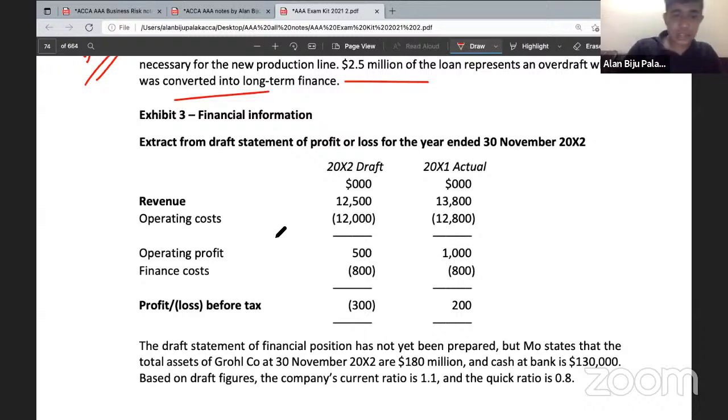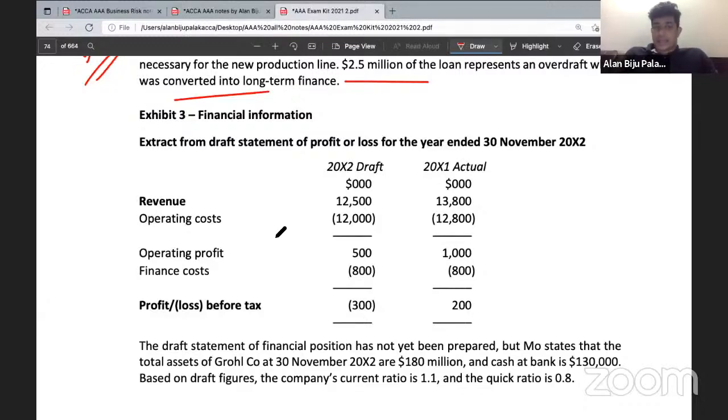Then the draft statement of financial position has not yet been prepared, but it states that the total assets of the company at 30th November 2012 are 180 million, and the cash at bank is 130 million. Based on the draft figures, the current ratio is 1.1 and the quick ratio is 0.8.